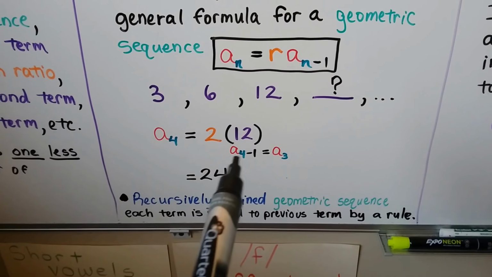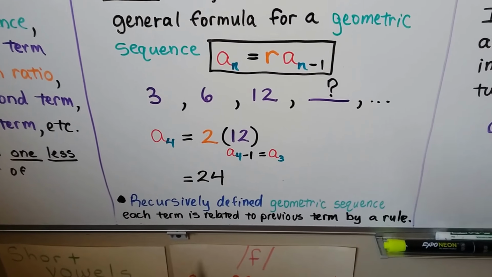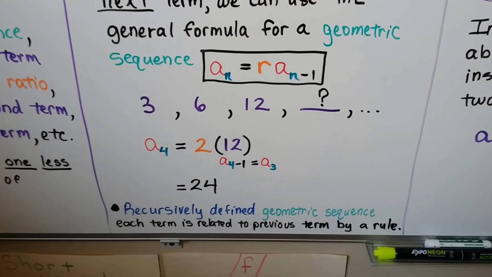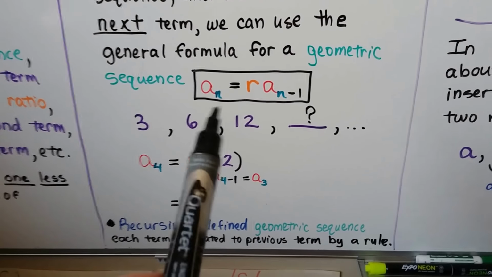All right, so it's 4 minus 1. That would give us the a sub 3. This is a recursively defined geometric sequence because each term is related to the previous term by a rule. All right? So we're not going to use this in the video. We're going to use this formula, okay?